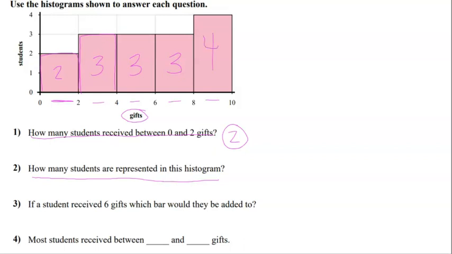So then we just have to add up these numbers. 2 plus 3 is 5, plus 3 is 8, plus 3 is 11, plus 4 is 15. So 15 students are represented in this histogram.